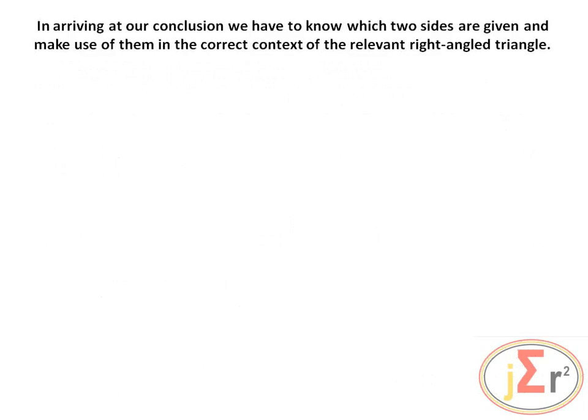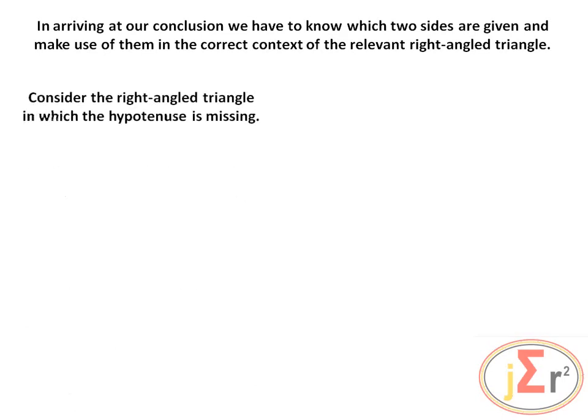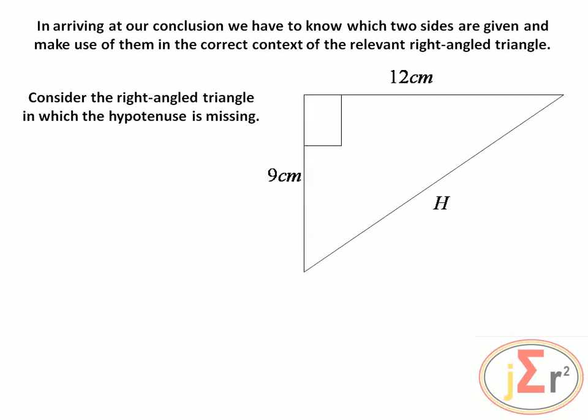In arriving at our conclusion, we have to know which two sides are given, because we cannot interpret the problem outside of the context of the sides that are given. So we have to know which two sides are given and make use of them in the correct context of the relevant right-angled triangle, whether 3, 4, 5 or so. Consider the right-angled triangle in which the hypotenuse is missing, the one that we have right there. The hypotenuse is missing. And we see, by looking, the ratio of the two short sides, that's what we're going to be determining. So let us do that. 9 to 12.